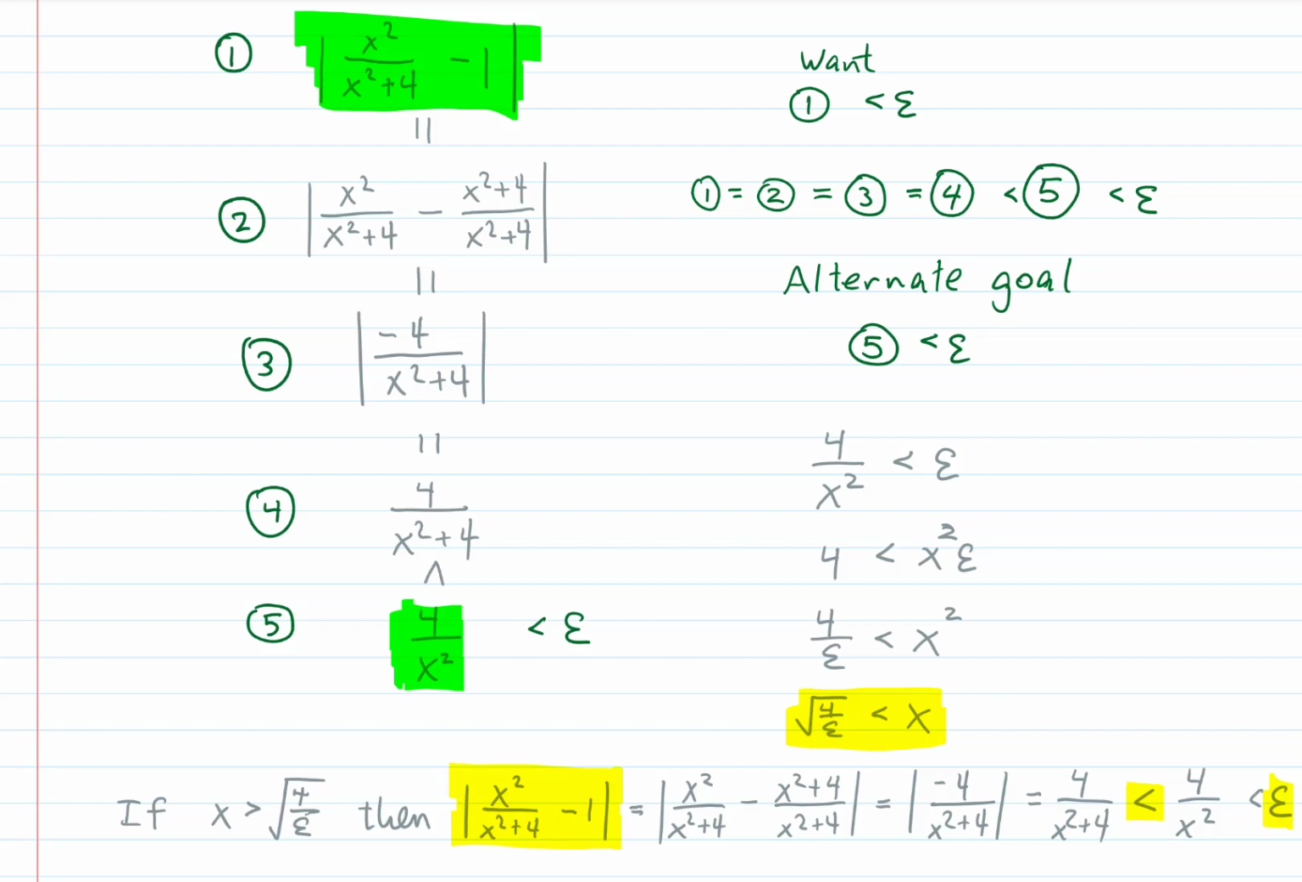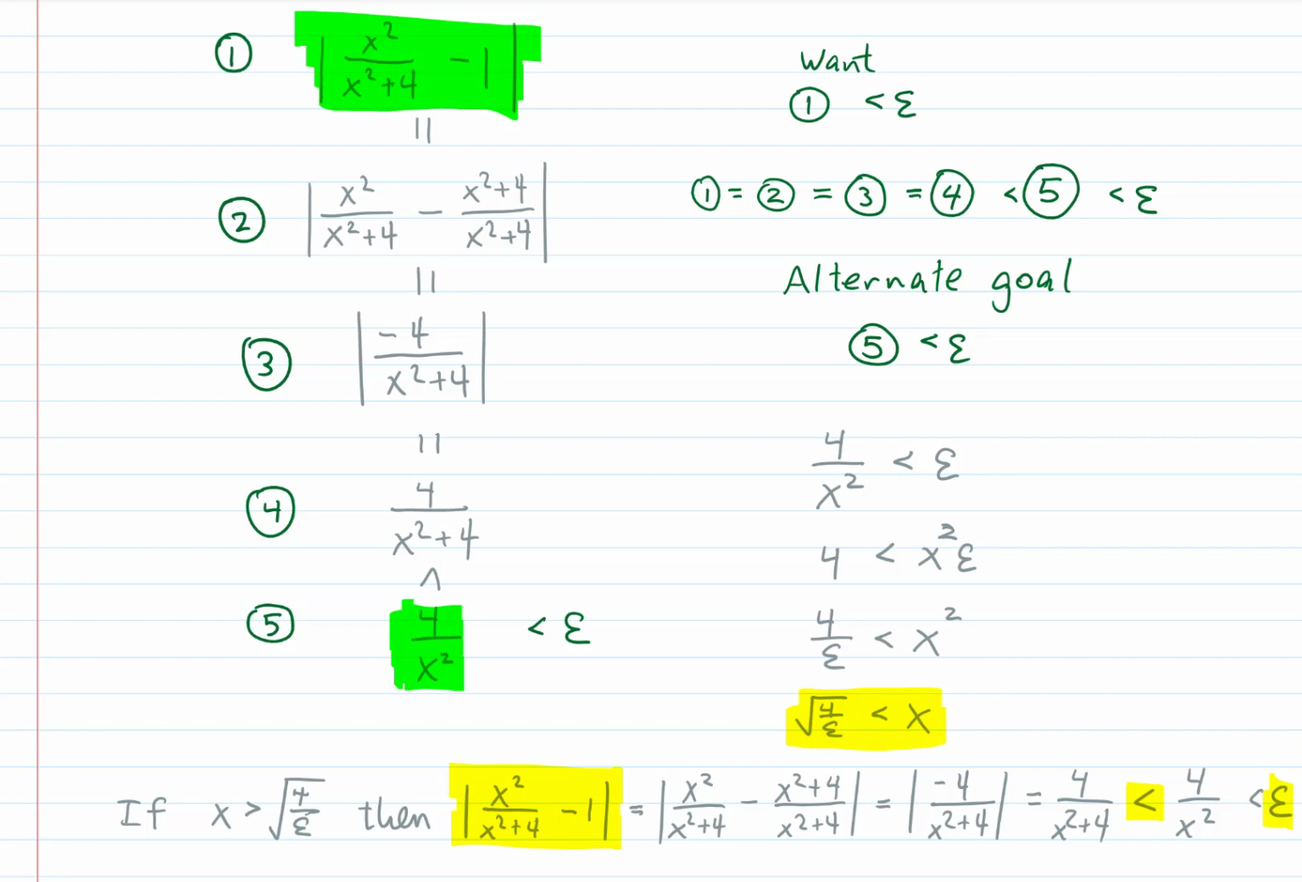Now that would not have worked if this was a minus, because if that was a minus, then that would have made that less than face the other direction, and that wouldn't have worked. But that's why I didn't write it as a minus. I wrote it as a plus, so that would work this way.